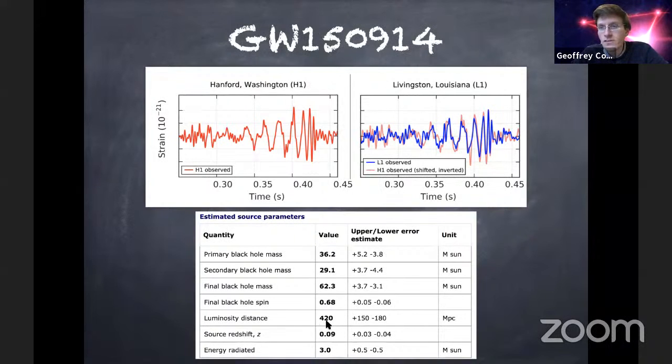The luminosity distance is just the distance from the source. It's computed in megaparsec, and you can use a cosmological standard model to convert the luminosity distance to redshift. So that's the distance. And you see that the event is only 0.2 seconds, so it's a very short event.